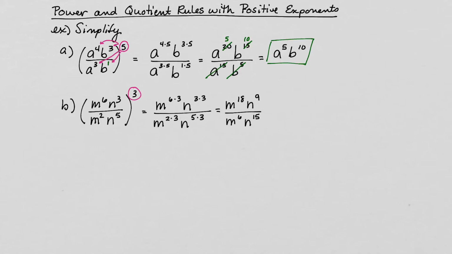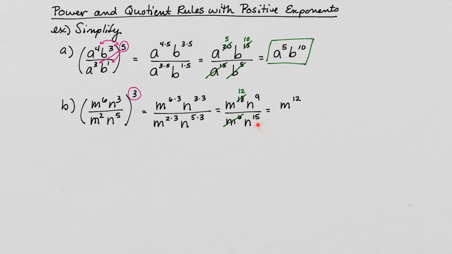And now I just have to figure out what I have where. If I look, I have 18 m's on the top and 6 m's on the bottom. So I have more m's on the top. And how many more m's do I have? I have 12 more m's. So left on the top is going to be m to the 12th. Again, you could think of it as canceling these 6 m's out, cancel out 6 of these, so I'm left with 12. If I look at these, I have 9 n's on the top and 15 n's on the bottom. So where do I have more n's? The bottom.